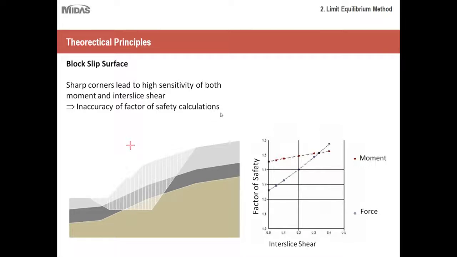So that's another important thing to remember, is that you should only really use a block slip surface if you're absolutely sure that the slope is going to fail in this type of fashion. Otherwise, it's typically best to use an arc or a circular failure surface, because that's the natural way that slopes break or fail.